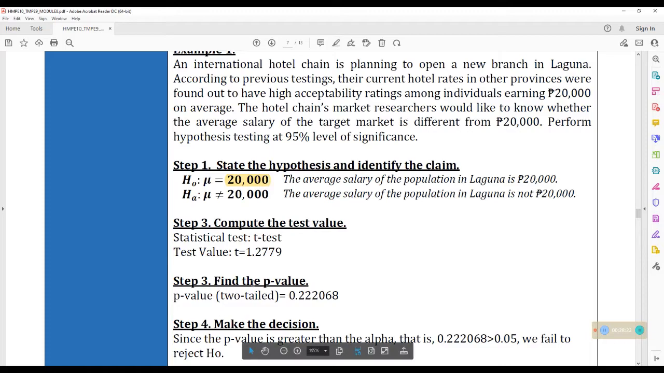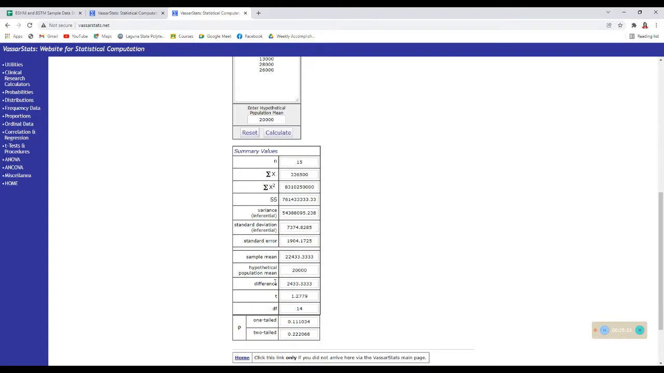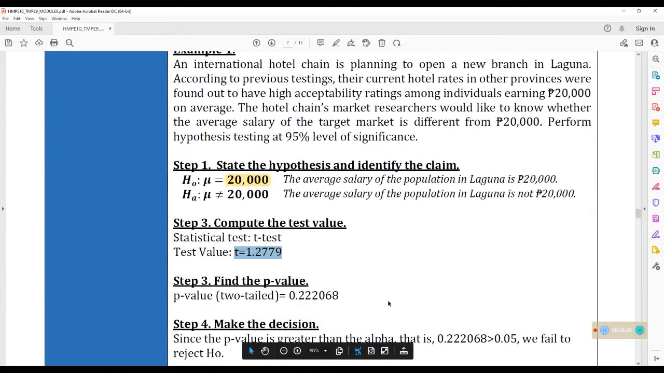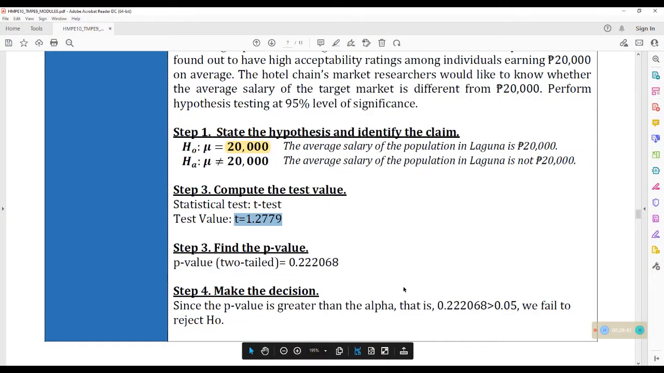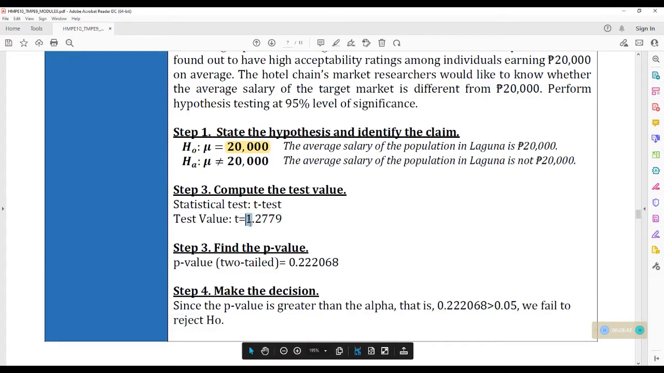Okay. Next, CT. Ito. Saan yan titingnan pagka nakapag-calculate na kayo? Ayan. So, nandito po siya. T is equal to 1.2779. Okay? Okay. So, next. Ano nga pala ibig sabihin, ma'am? Ano ibig sabihin nung T na 1.2779?